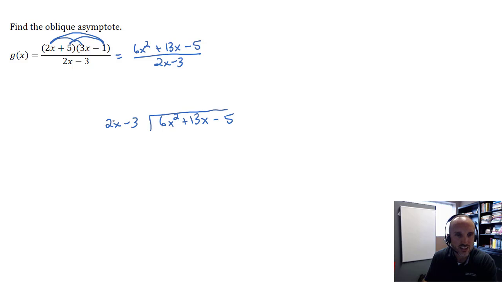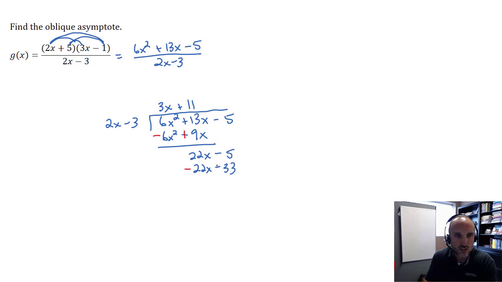So 6x squared divided by 2x is 3x, like we already knew. 3x times 2x is 6x squared. 3x times negative 3 is negative 9x. Subtract it all. Combine like terms, and we get 22x minus 5. Then we divide 22x by the 2x to get positive 11, and then we distribute our 11 to get 22x minus 33.